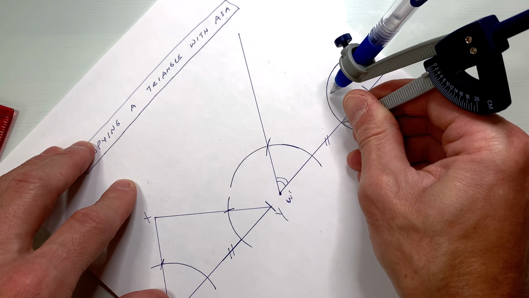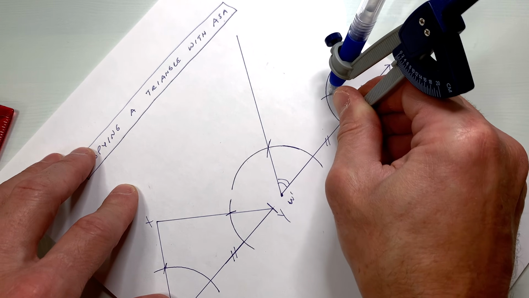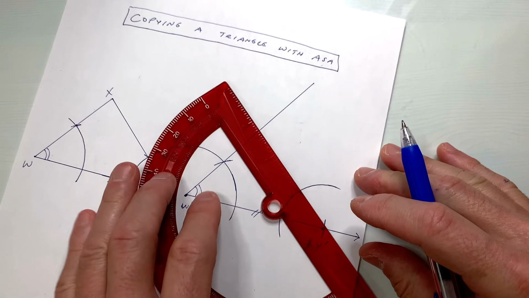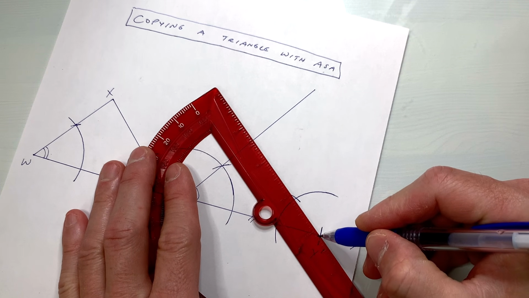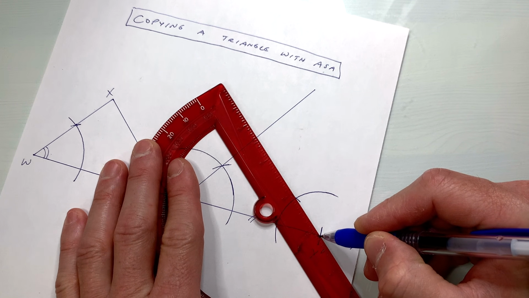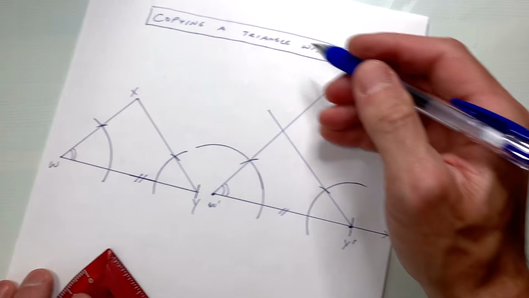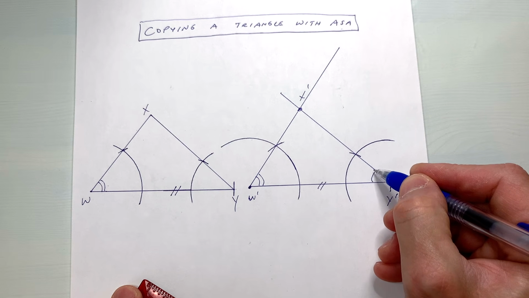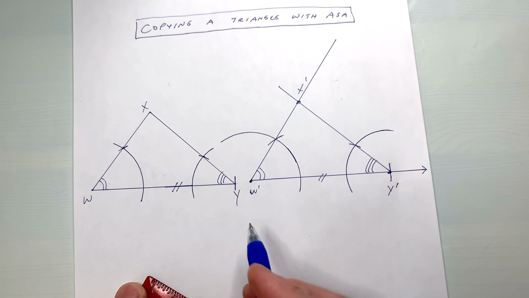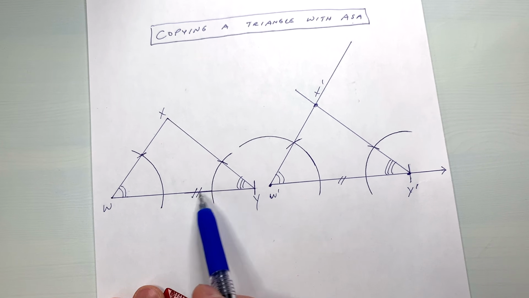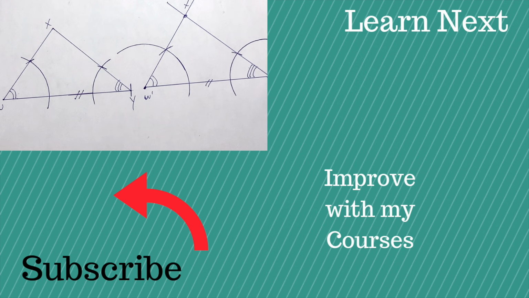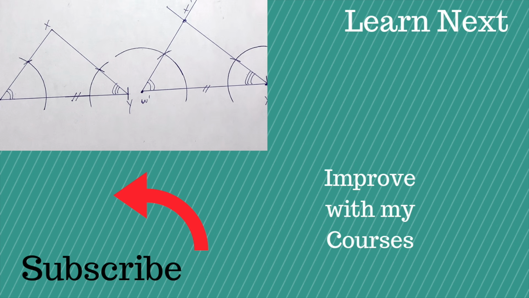Carry that over here. And now all we have to do is draw a ray from Y prime through this point of intersection. And you can see this is going to be our new X prime. So we copied that angle. So you can see we've got our angle, side, angle, and that proves that both these triangles are congruent to each other, and you got it. So great job.